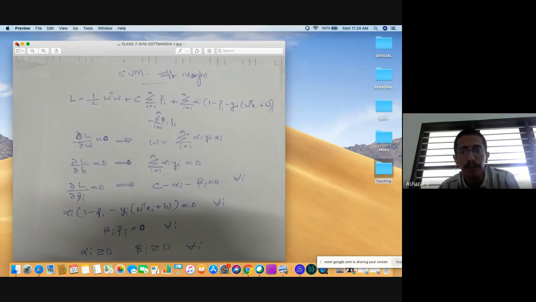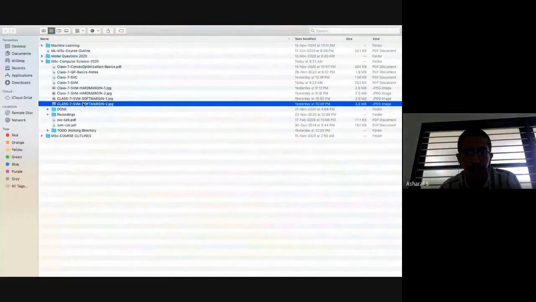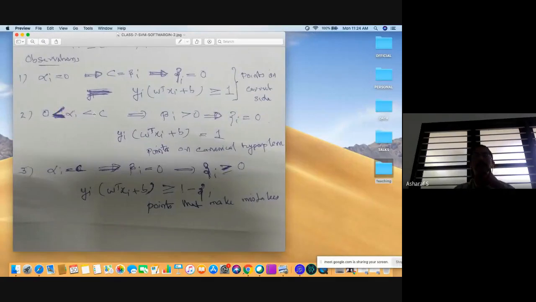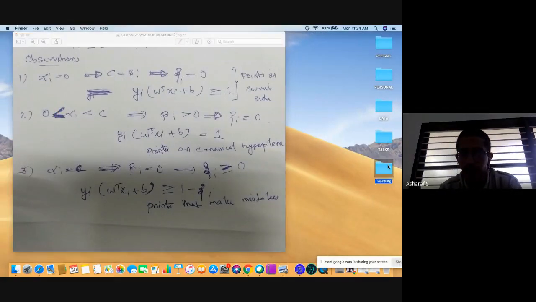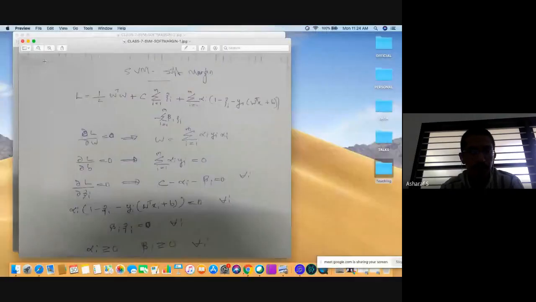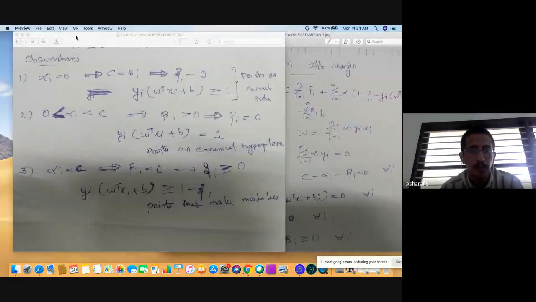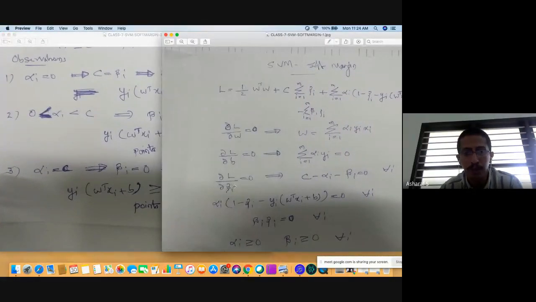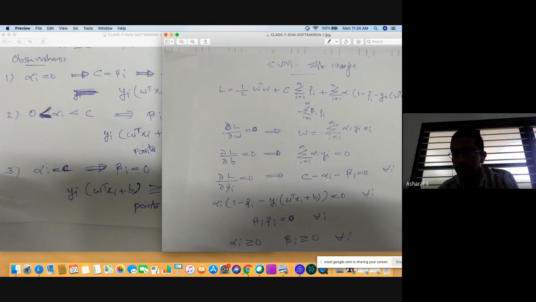Once you have this, you make observations, very similar to before. You can have three cases here. The simplest case is alpha equal to 0. From the dou L by dou zeta I condition, you get C minus alpha I minus beta I is equal to 0. With alpha equal to 0, C is equal to beta I.